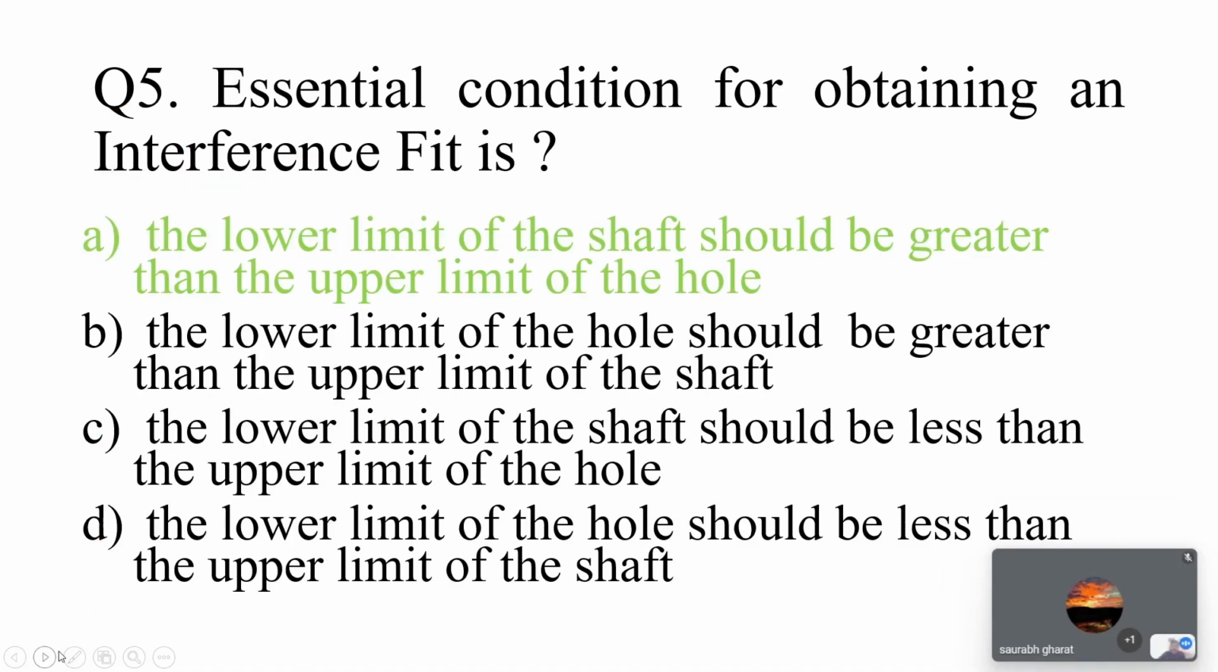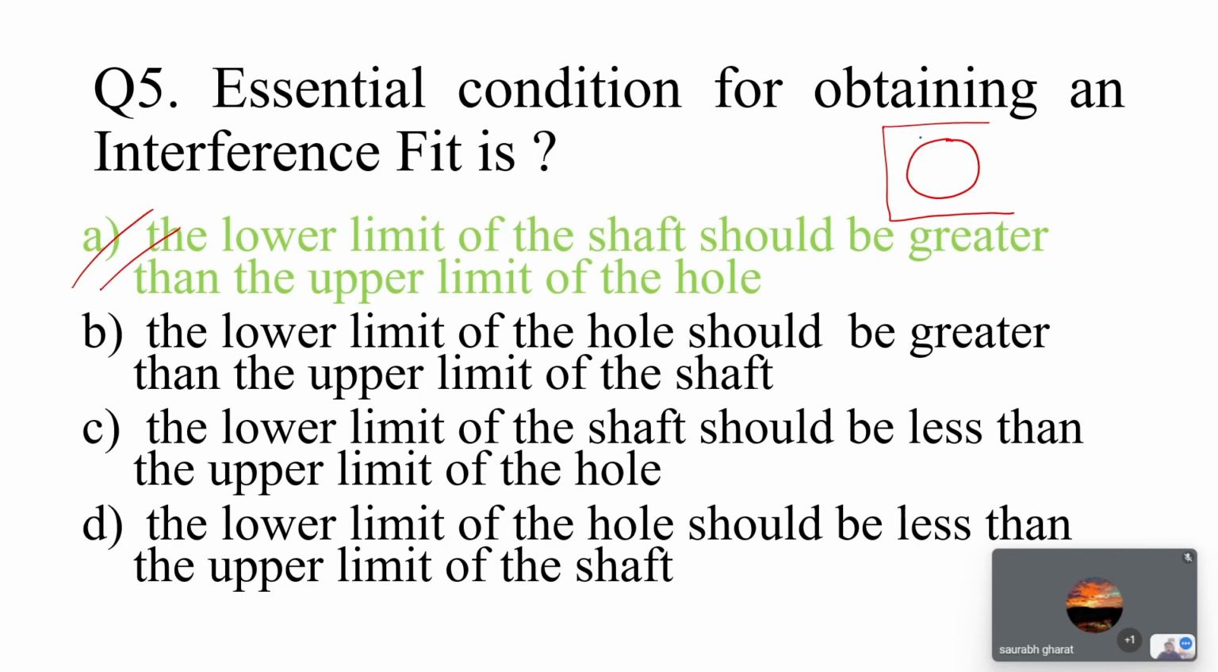This is the fifth question. The essential condition for obtaining an interference fit is the lower limit of the shaft should be greater than the upper limit of the hole. So this is the correct answer. What does this actually mean? Consider this is your hole, this is like a part, and this is the lower limit of the shaft. The lower limit of the shaft should be greater than the upper limit of the hole.